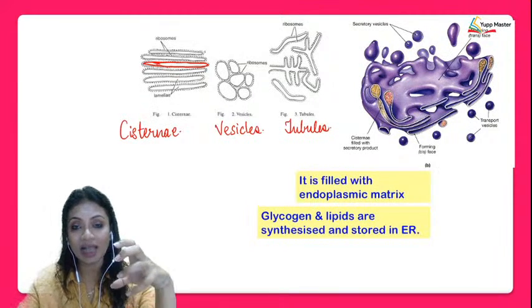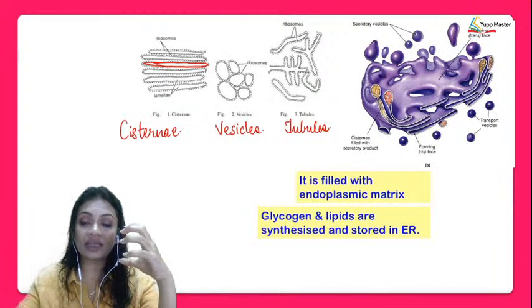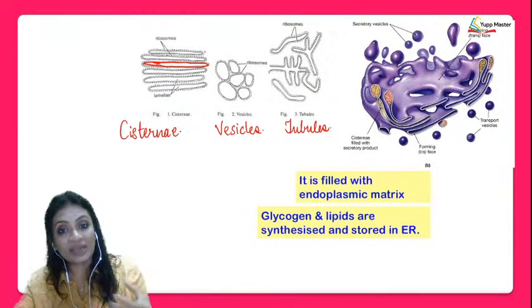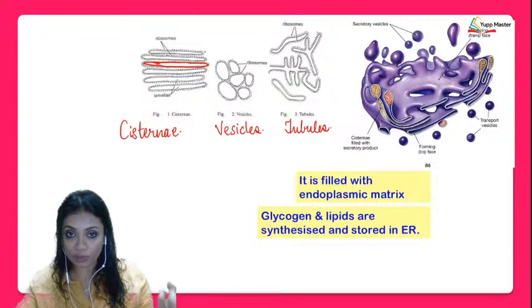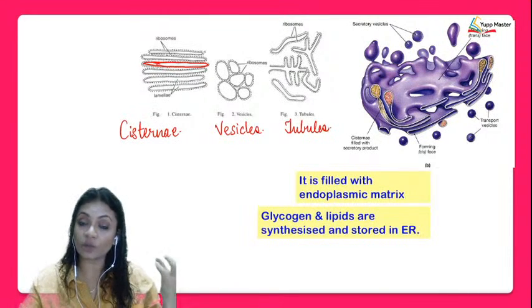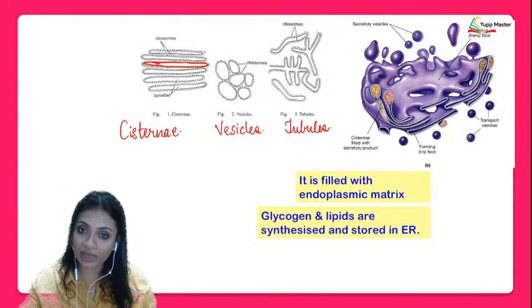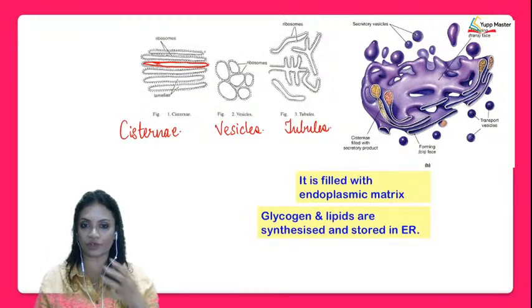So we can see how smaller substances will reach the cell, and in the cell they are going to build up. The glucose molecules will come together and form glycogen. Fatty acids and glycerol will come together and form lipids, and those are going to be stored in the endoplasmic reticulum for further use.